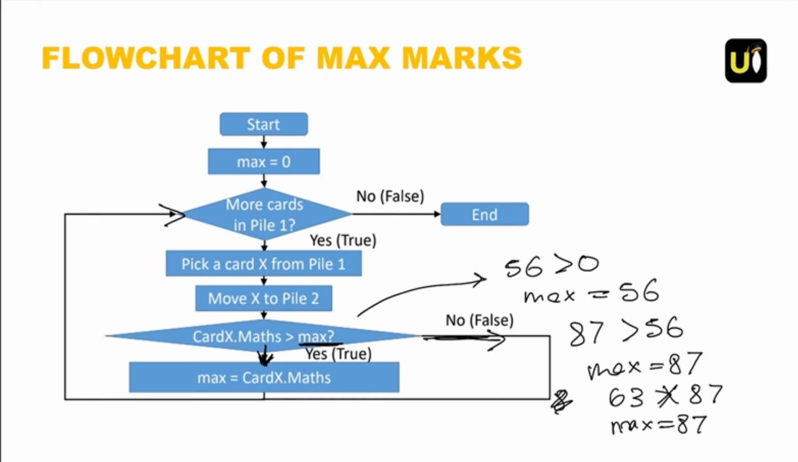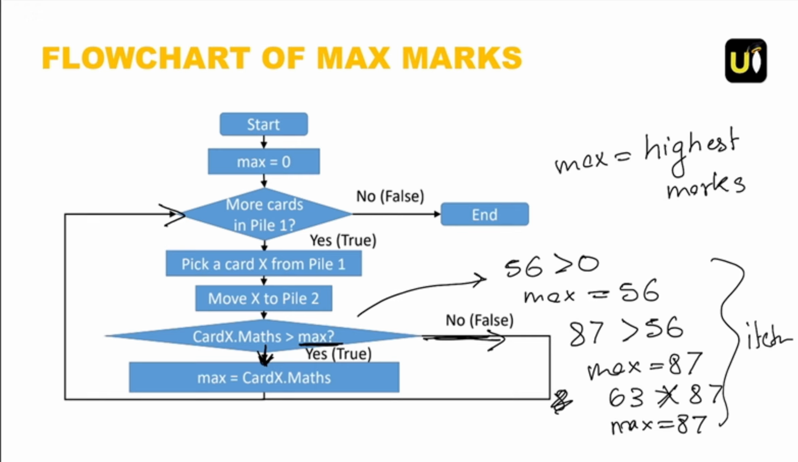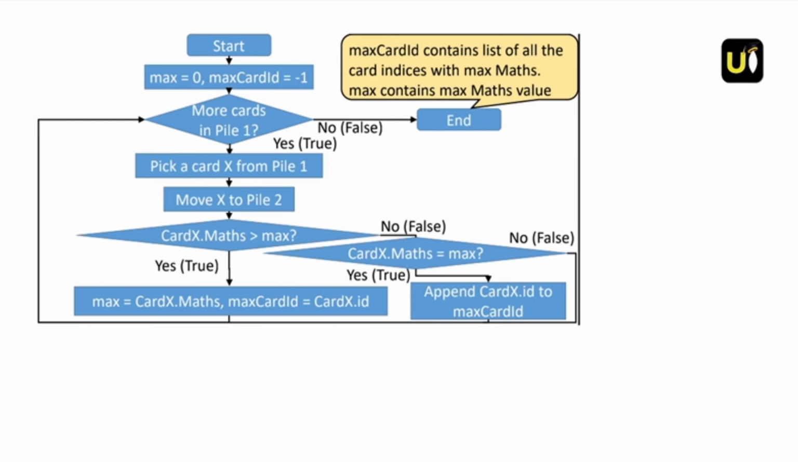So this is how the iteration would continue. These are the steps for iteration, and then at the end the max will store the highest marks. If 87 is the highest, then it will obviously store 87. If we have a mark greater than 87, then that value will be updated as max, and it will be stored.